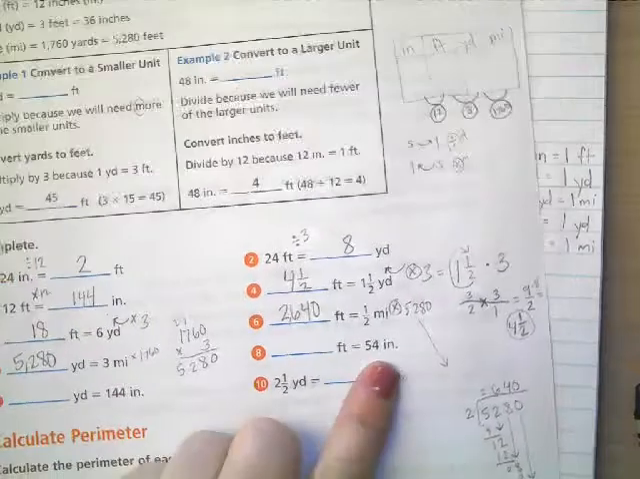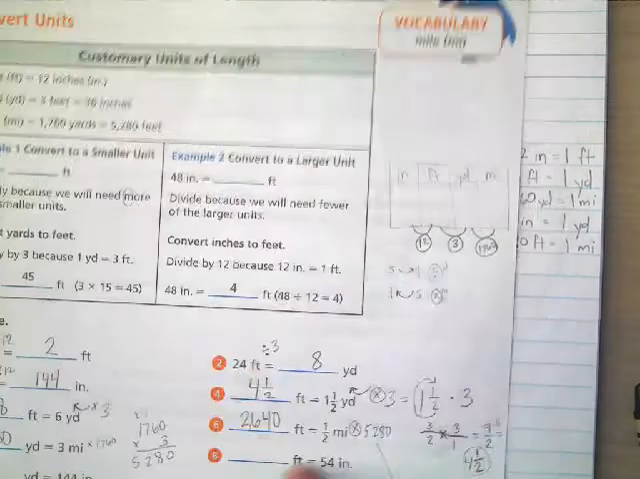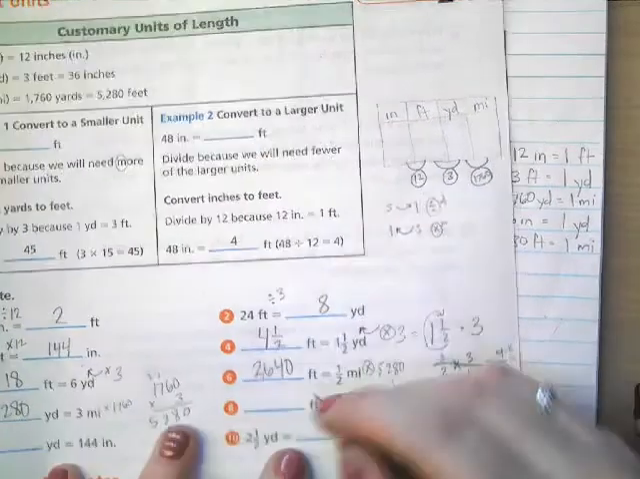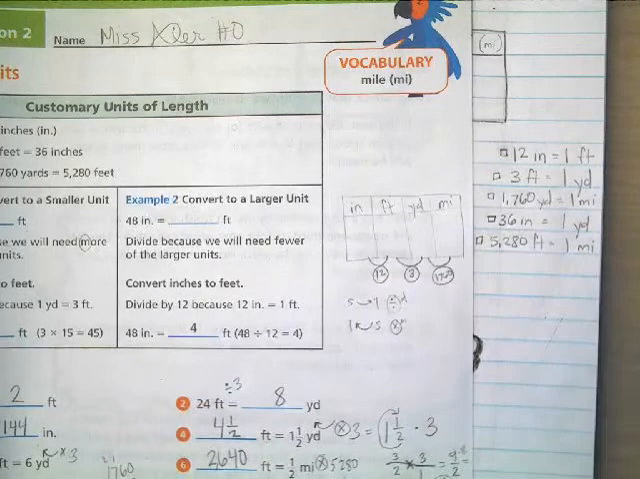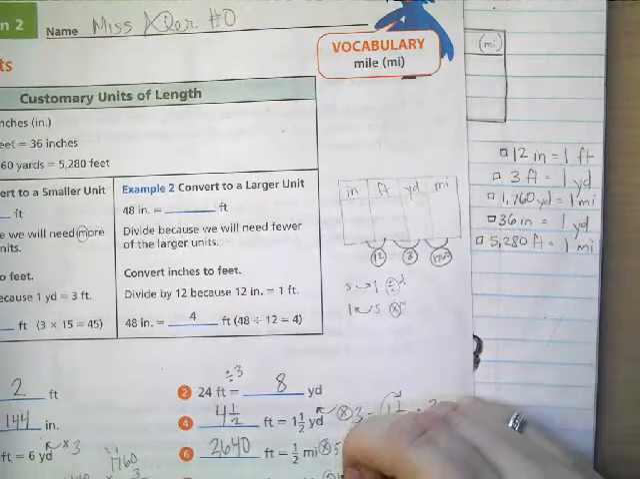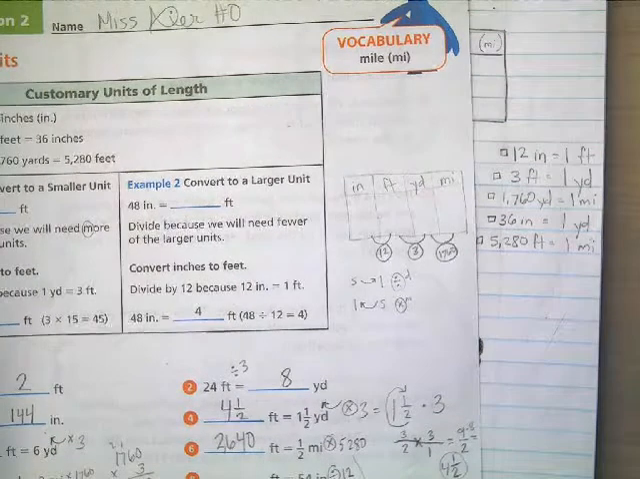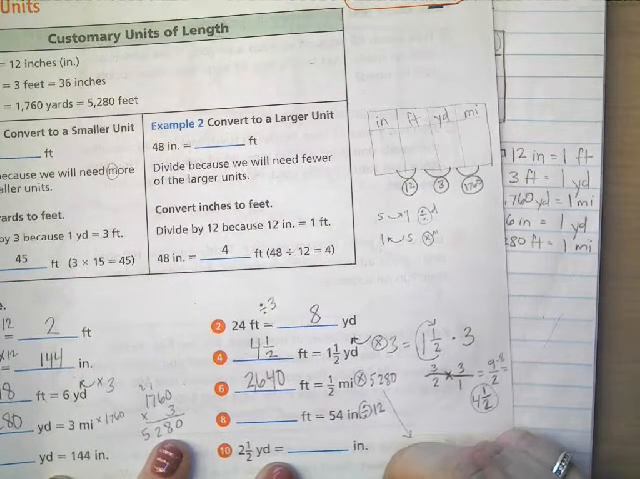Okay, number 8. I'm going from inches to feet. They give me inches and they want feet. So I'm going from something smaller to something larger, so I'm going to be dividing. And the connecting number between inches and feet is 12. So 54 divided by 12.